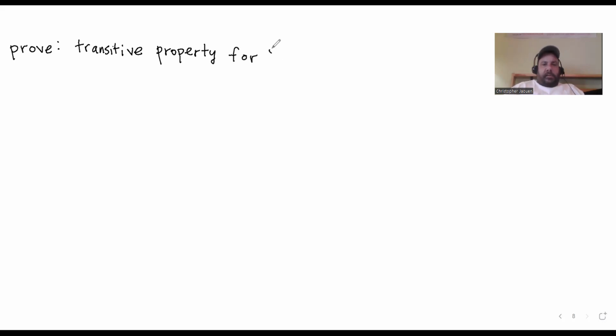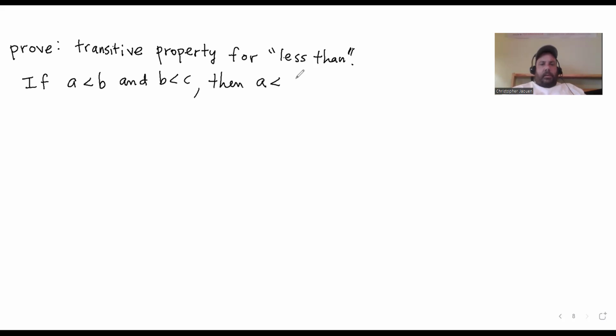We'll do it for less than. Right, so in symbols, what that means is if A is less than B and B is less than C, then A is less than C. So that's transitivity for less than.